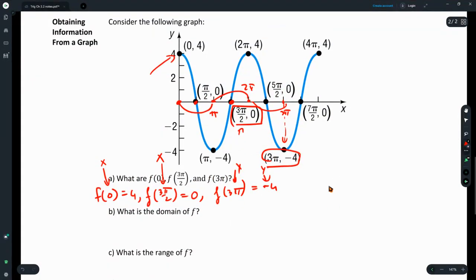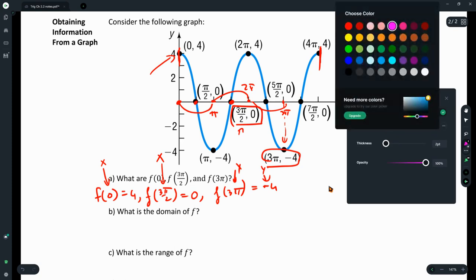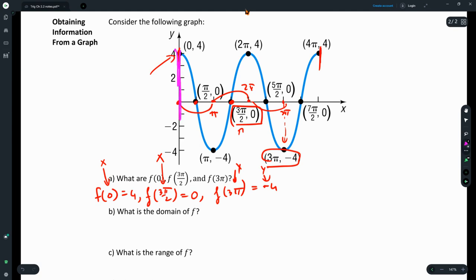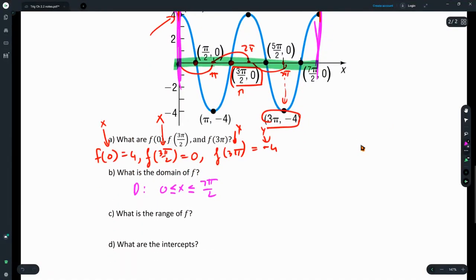The domain of f: now this graph ends here and it ends here. For the domain, you have to look at the x values in that graph, right? So it ends here and it ends here. So the domain is from here to here. That's the domain, right? So the domain is x in between 0 and 7 halves pi.